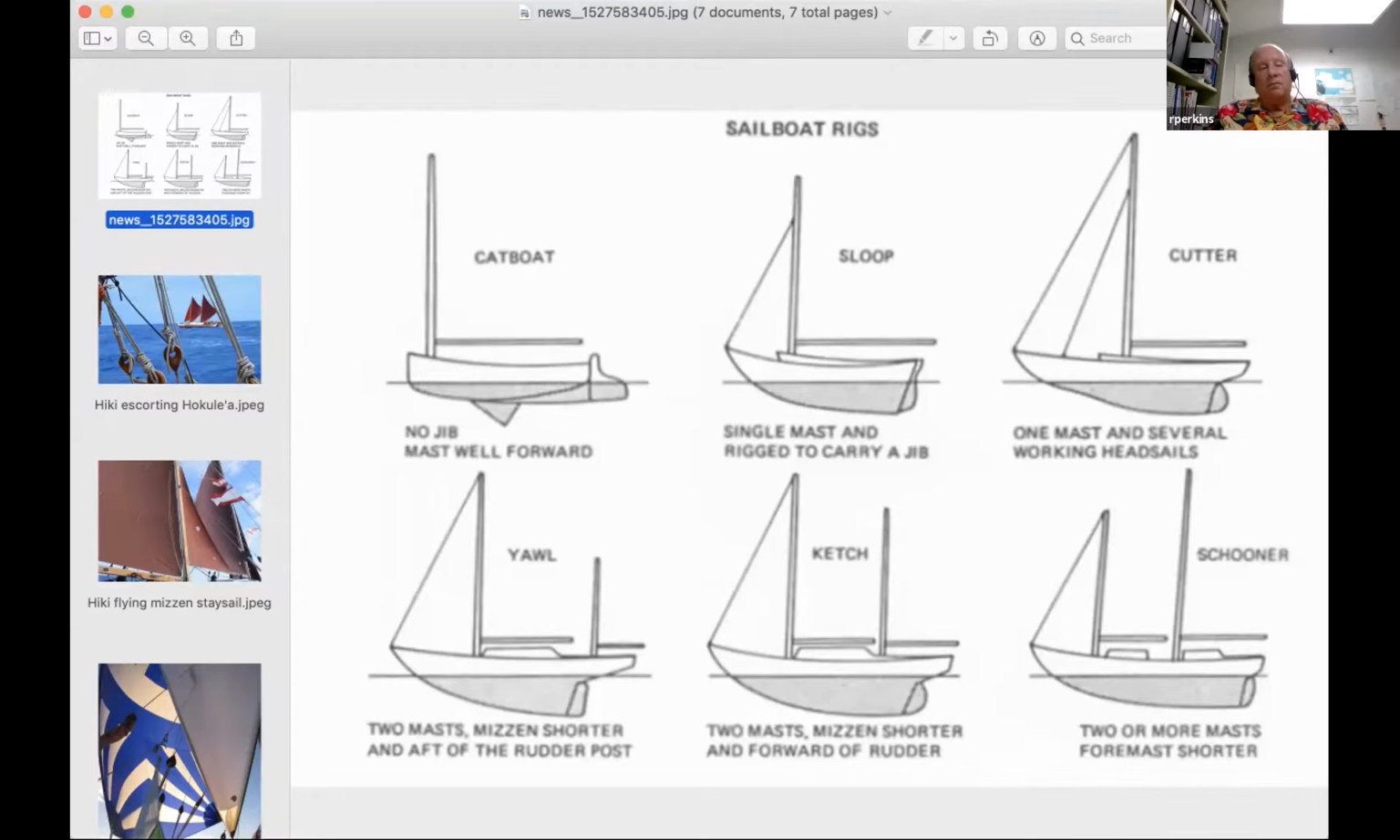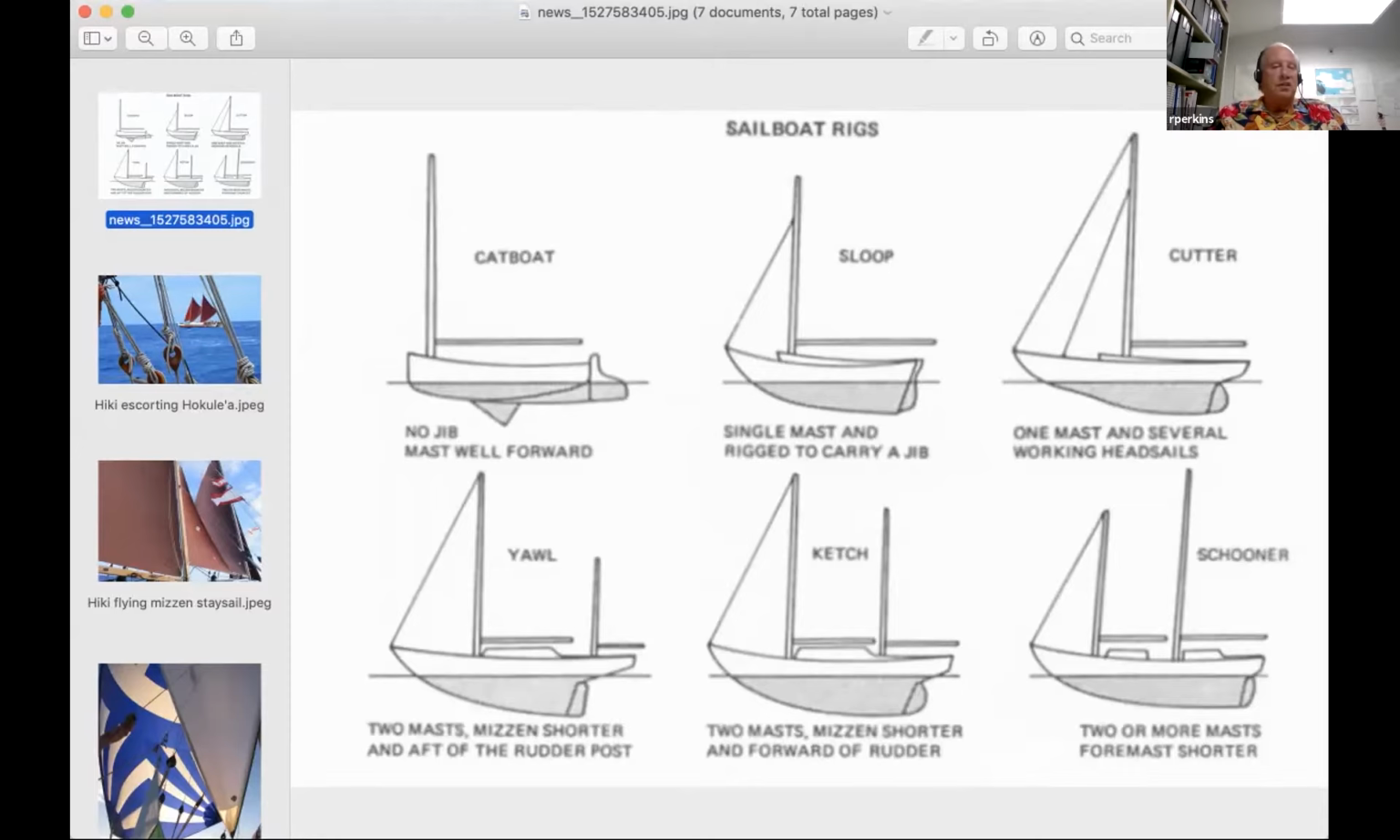Or a cutter. But again, the yawl will have a much smaller mast at the back, and the mast will be behind the rudder post. The next one we'll probably see a lot of is a ketch. Ketch rig is really popular, again, because you can have smaller sails but have the same total sail area. The ketch rig, the mizzen mast is going to be forward of the rudder post, or the rudder, if you will, and it will still be smaller than the main mast.